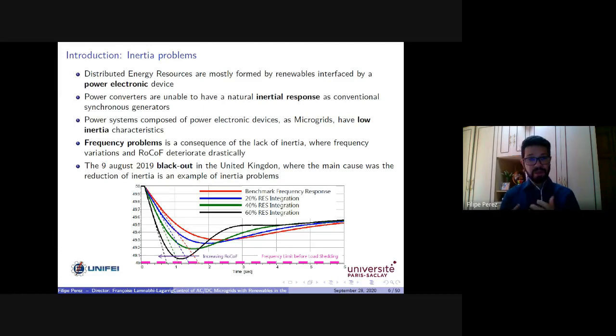A good example is the 9 August 2019 blackout in the UK, where the main cause of the blackout was the reduction of inertia in the system. So as you can see, as we integrate renewables in a power system, the frequency variation and the rate of change of frequency are deteriorated. So we may have a worse frequency response in the system. And this needs a solution. We need to propose a solution.